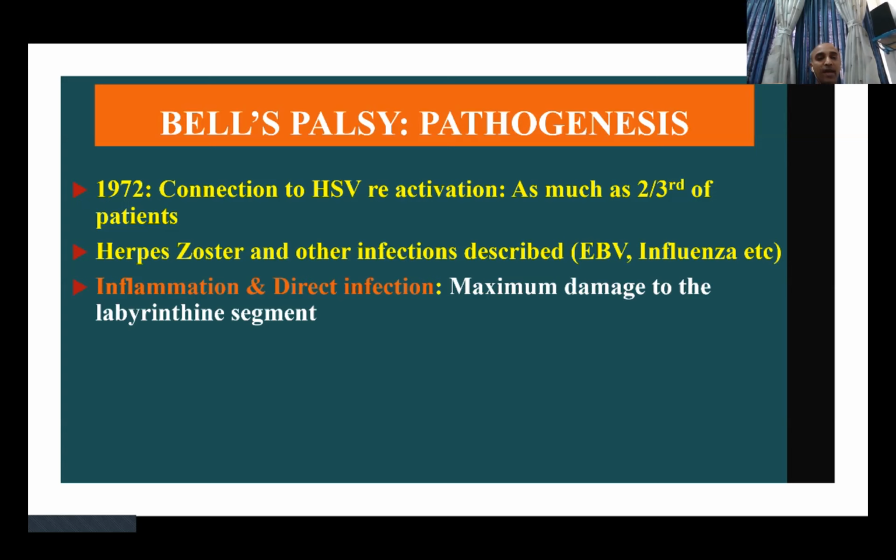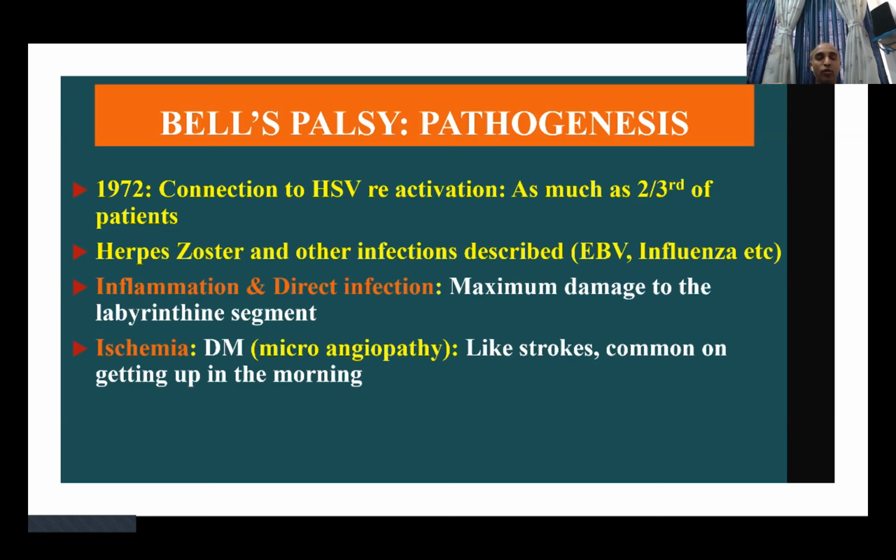The mechanism is direct inflammation or infection. So infections like herpes can directly involve the facial nerve. It causes edema, and because of the tight facial canal, especially at the labyrinthine segment, it tends to get damaged. In those with diabetes, the mechanism may be a microangiopathy, causing ischemia to the seventh nerve. Many of the patients who come to us with facial nerve palsy will tell us that they slept nicely in the night. When they got up in the morning, they noticed a facial weakness. It looks like a stroke. So probably it is like a stroke of the facial nerve.